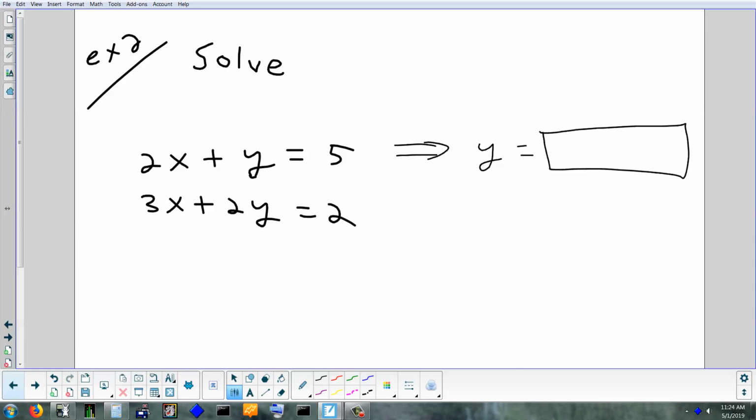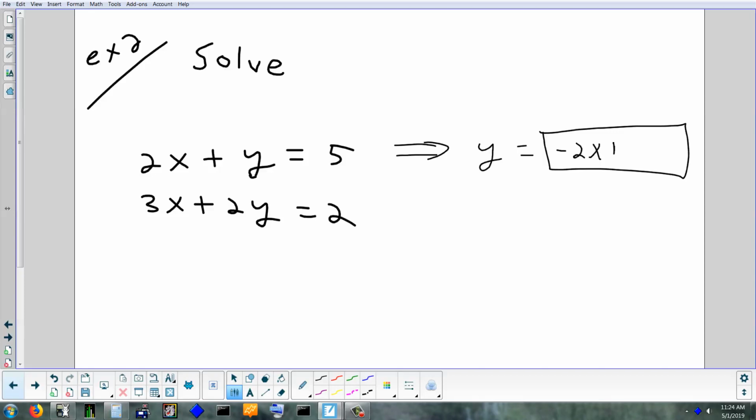And Haley, if I get y by itself in the top equation, what would it equal? 2x minus 5. So we've got negative 2x. Wouldn't you just subtract the 2x? So what would you get? Negative 2x plus 5.